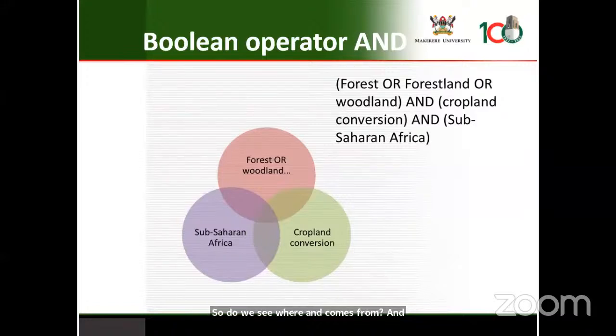And my question is, in those circles, I am searching for that literature. Where are my results? Intersection. So do you see now here in the intersection, you find studies that have forest or woodland and cropland conversion and sub-Saharan Africa. This small one, okay? So do you see that Boolean operator and limits your results? Boolean operator or expands your results. Boolean operator and limits because it combines the different concepts. Okay.